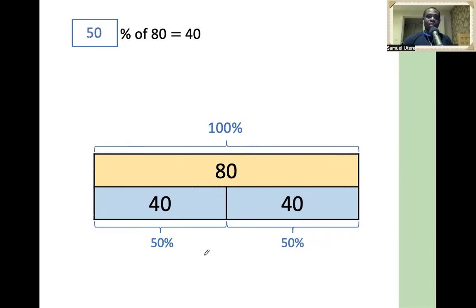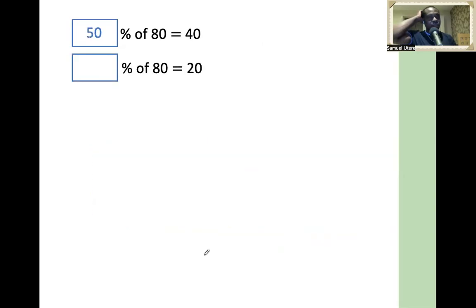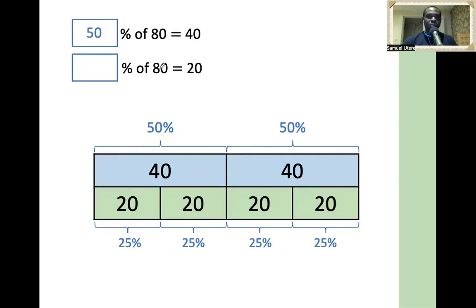Let's look at another example. It will make a lot more sense. 80 is always the full amount. So the next question you're going to ask is, how many lots of 20 could we have got from 80?